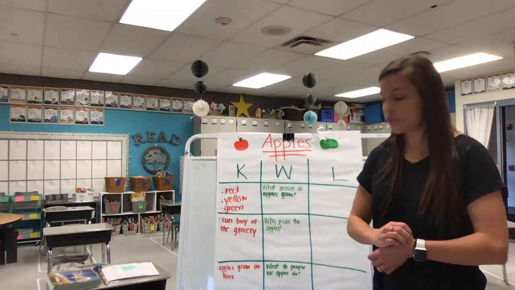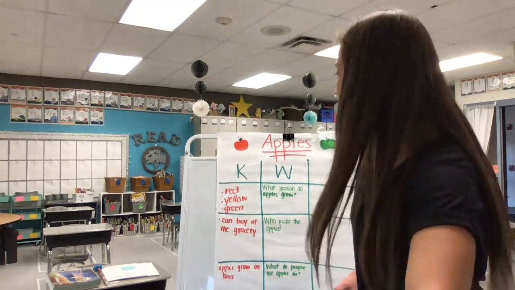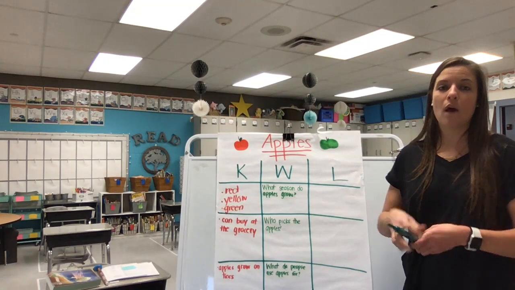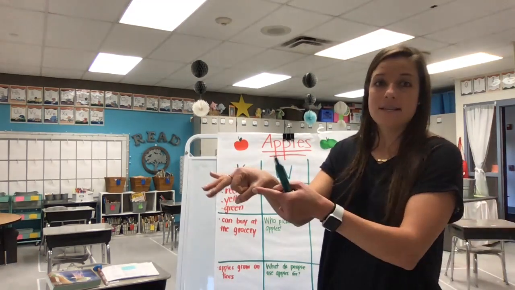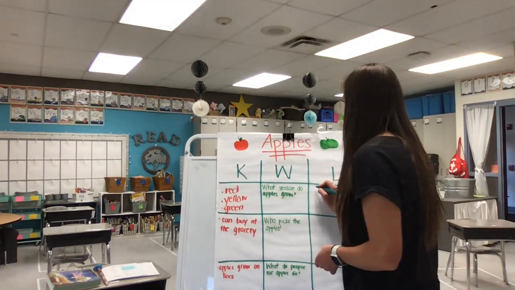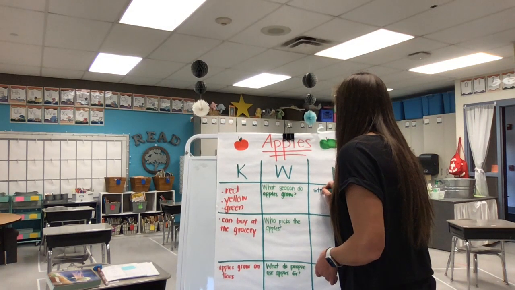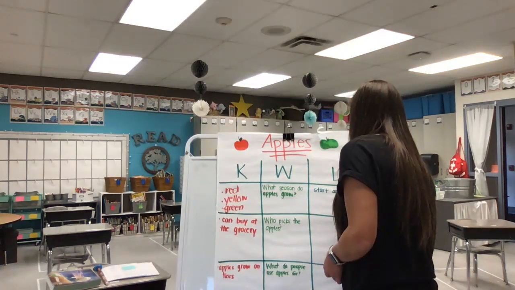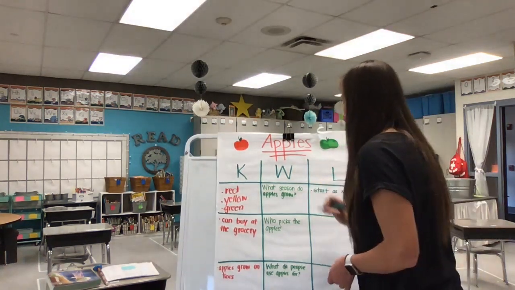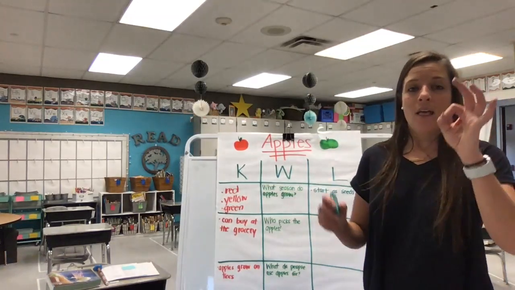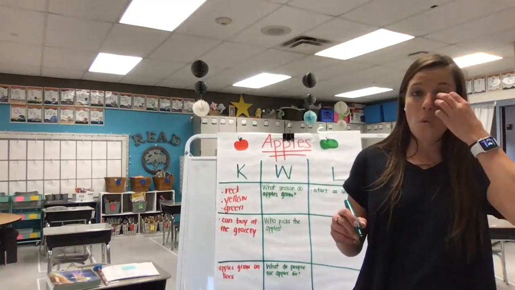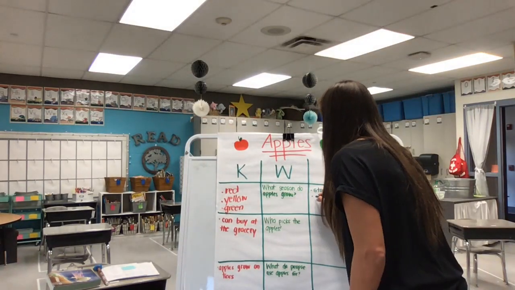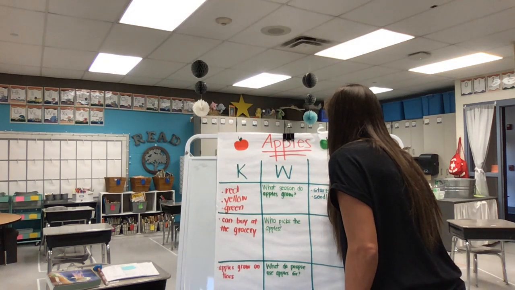Okay, so what we learned in our book yesterday was that apples start as what? What do they start as? Seeds. So I'm going to put start as seeds. Okay, after they're a seed and they're planted and they start to grow, what do they grow into? A seedling. So seedling comes next.